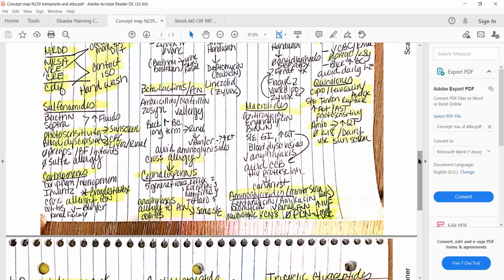Can't give it in pregnancy, breastfeeding, or to infants. And of course, if they have a sulfa allergy, it's a sulfonamide. So if they have a sulfa allergy, we would not give them this drug.